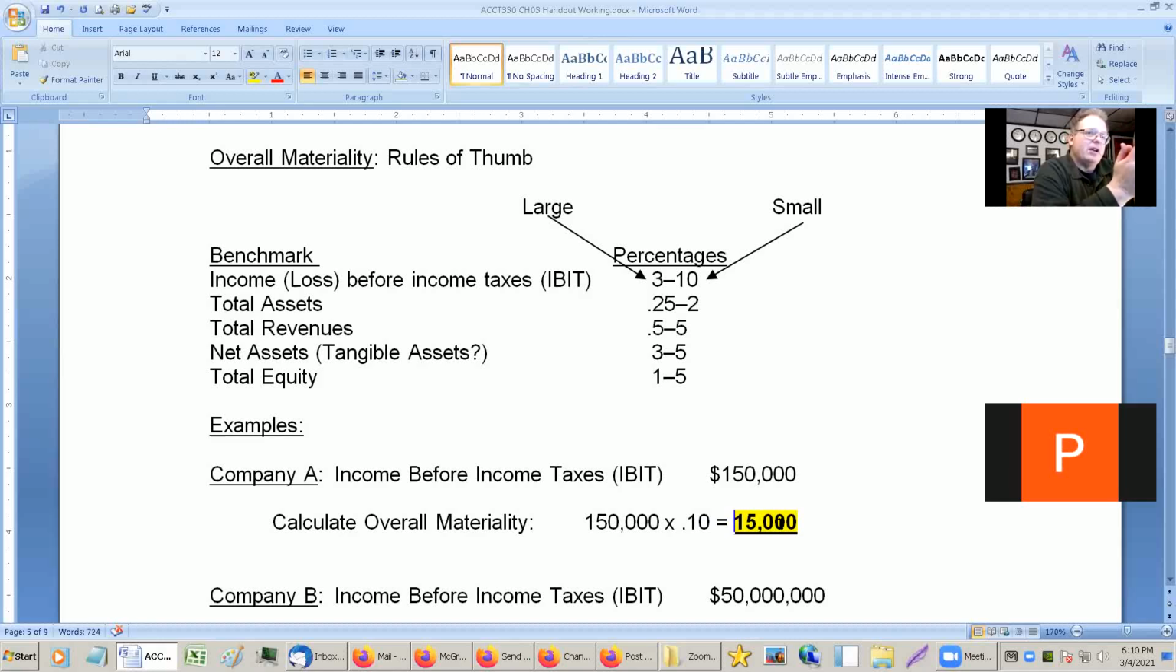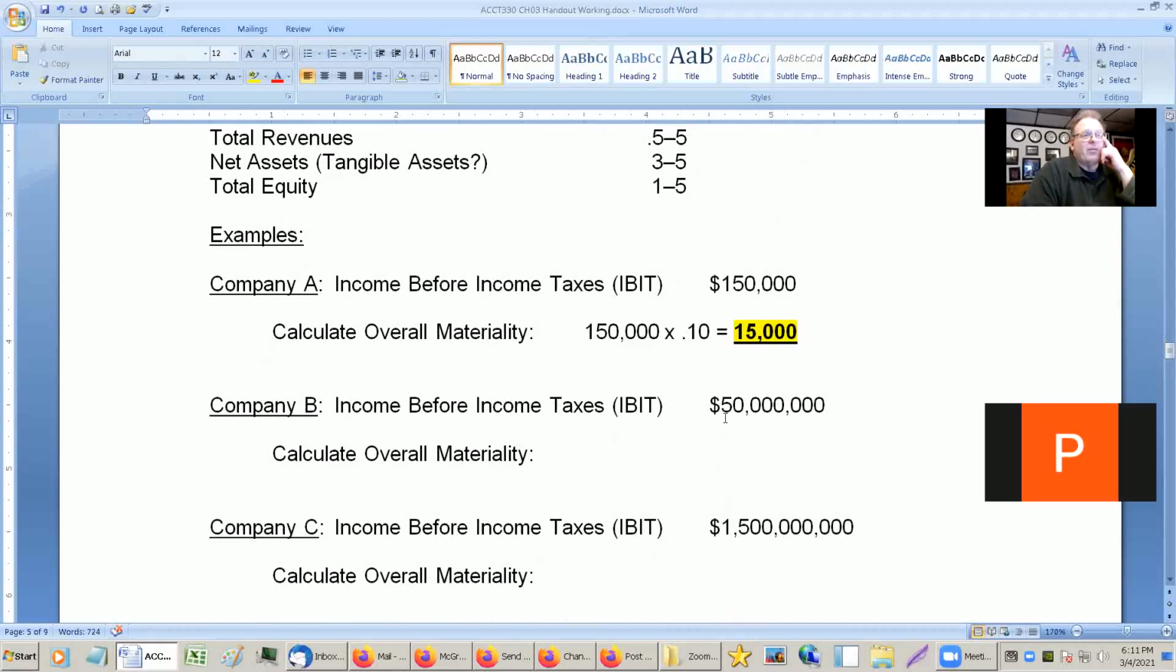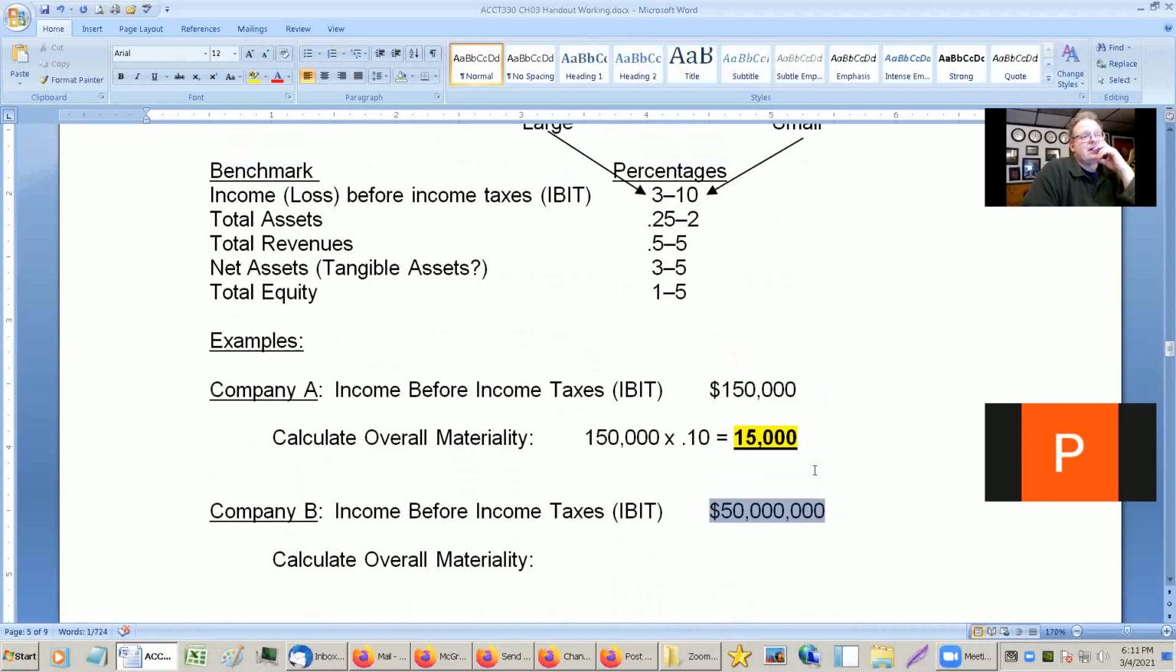That changes at some point as the companies get bigger and bigger. So coming down here, we have a company that has income before income tax of say 50,000. So that's not a small company. That's a pretty good size one. It's not huge, it's not massive, but it's pretty good size. So we would probably pick something in between. Okay, so somebody pick something in between 3 and 10%, and we'll use it. 9. 9, okay.